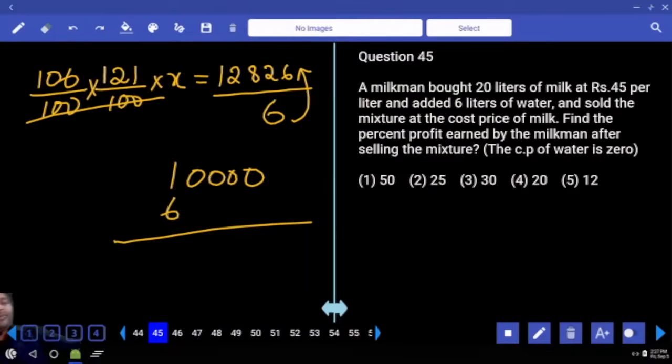A milkman bought 20 liters of milk at 45 rupees per liter and added 6 liters of water and sold the mixture at the cost price of the milk. Find the percentage profit earned by the milkman after selling the mixture. The cost price of water is 0.